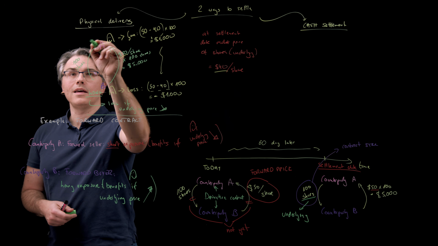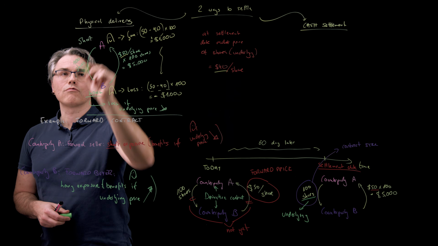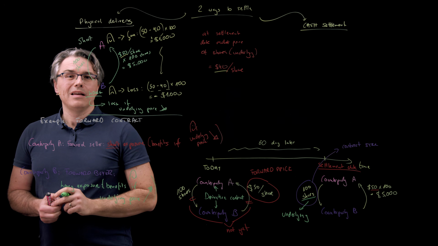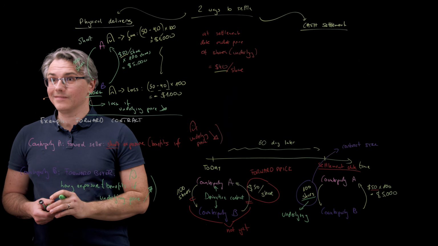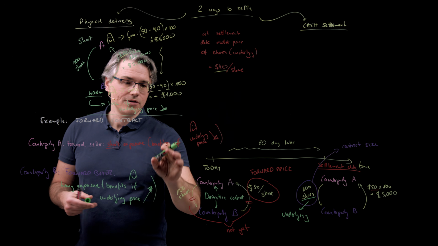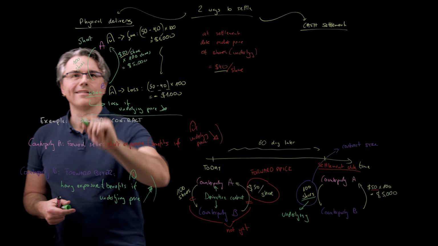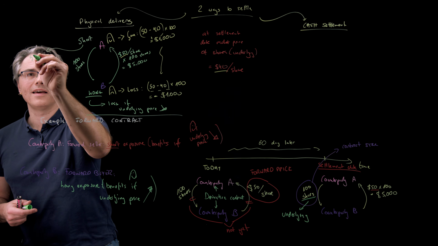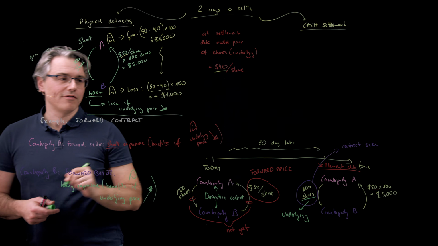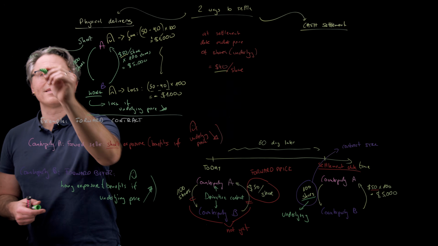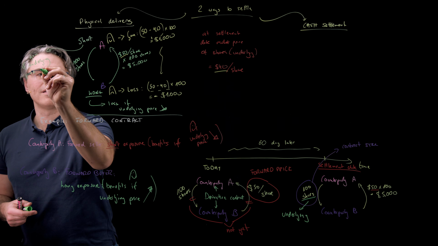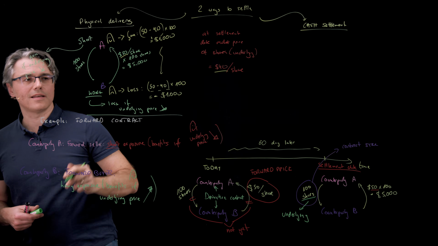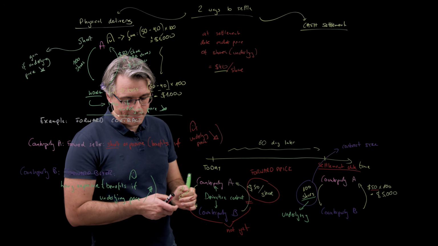On the other hand, A, who was described as the short, lives up to the definition of having a short exposure, because they benefit, so they make a gain from the underlying price going down. Underlying price going down, and that's absolutely what happened over here.